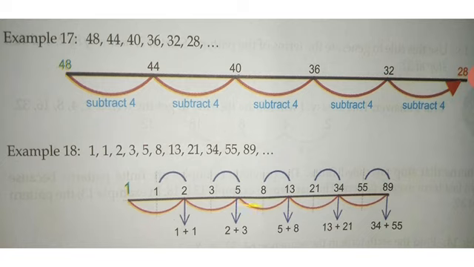Okay, 3 plus 5 is 8. Then 5 plus 8 is 13. 13 plus 8 is 21. 21 plus 13 is 34. 34 plus 21 is 55.